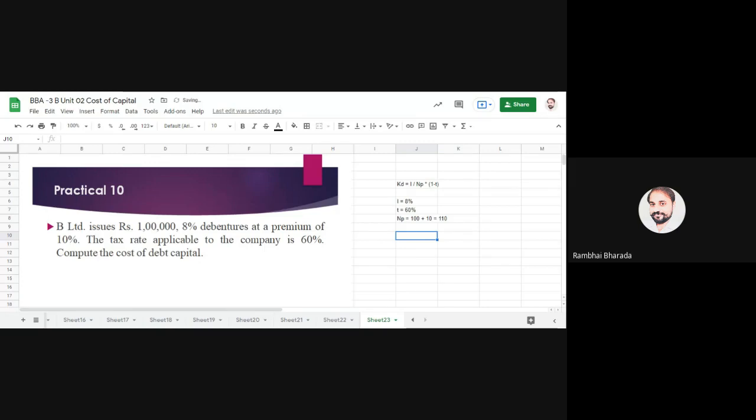Are we clear about these three values? I, T and NP? Okay, now put these values in the formula I. It means 8%, 0.08 divided by 110 into, in a bracket, 1 minus T. T means 0.60. So ultimately 0.08 upon 110 into 0.4.